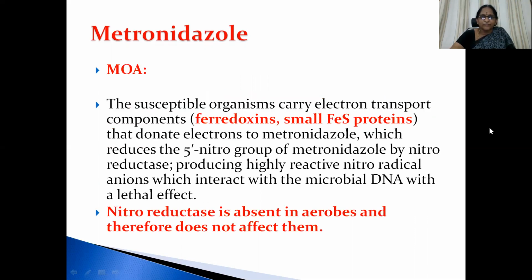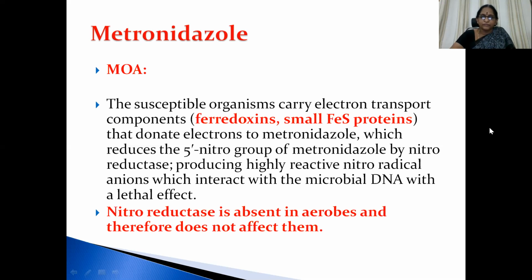The mechanism of action of this molecule is that the susceptible organisms carry electron transport components like ferredoxins, that is small iron sulfur proteins. Susceptible organisms, meaning Entamoeba histolytica, carry these ferredoxin molecules that donate electrons to metronidazole, the antimicrobial that you are giving to the patient. The electron goes to metronidazole and reduces the 5-nitro group of metronidazole by the nitroreductase enzyme.